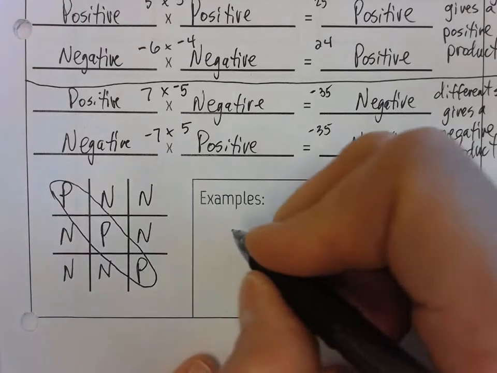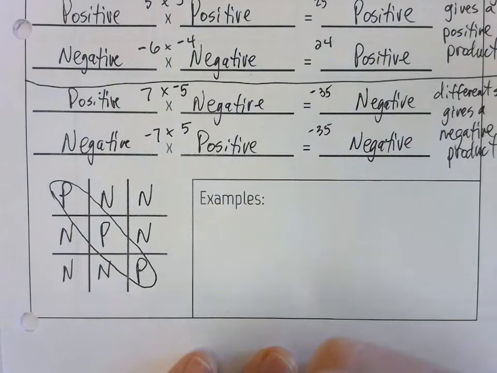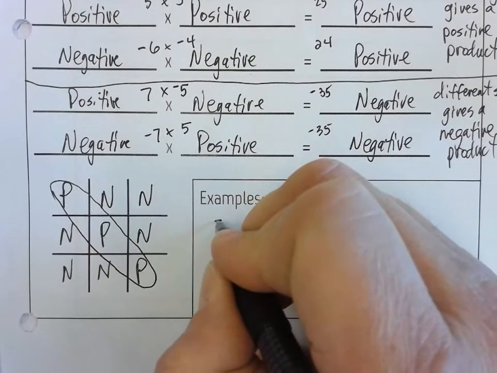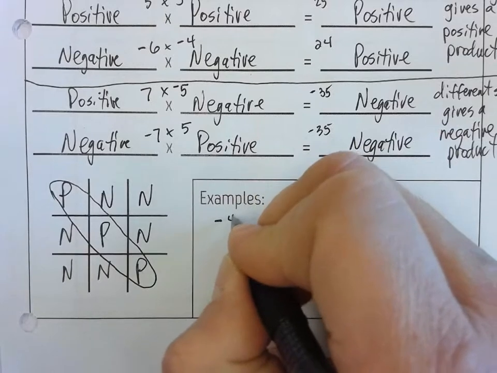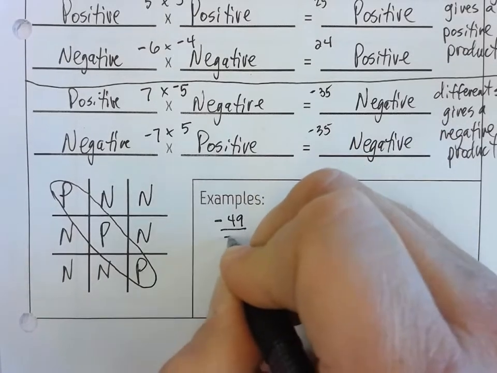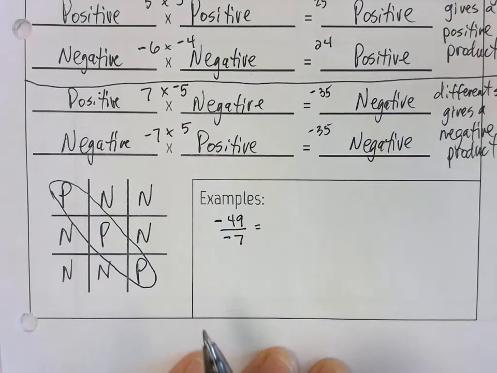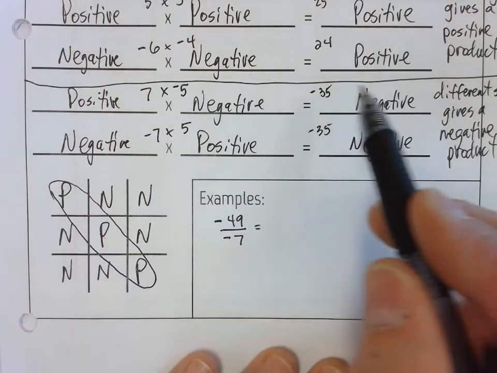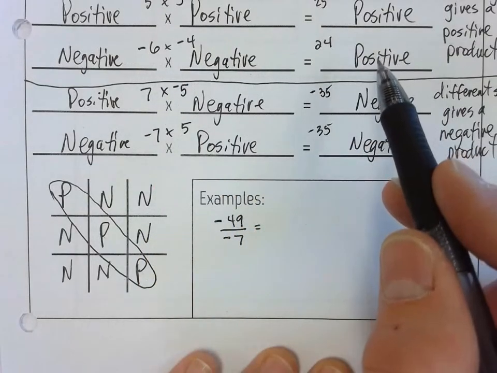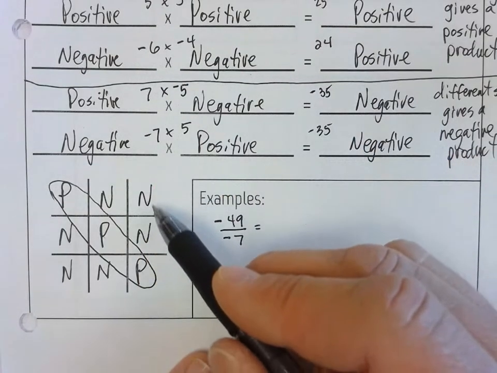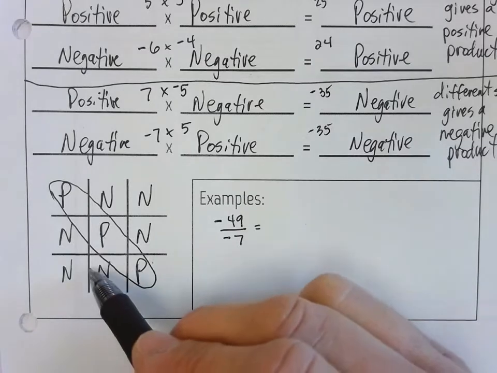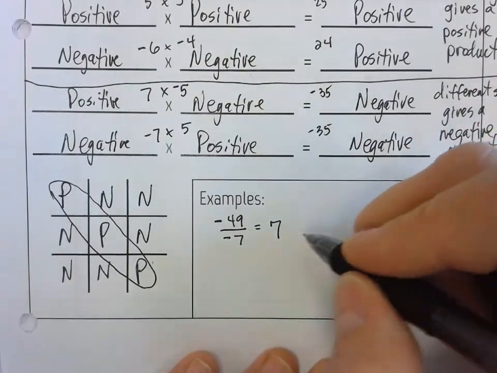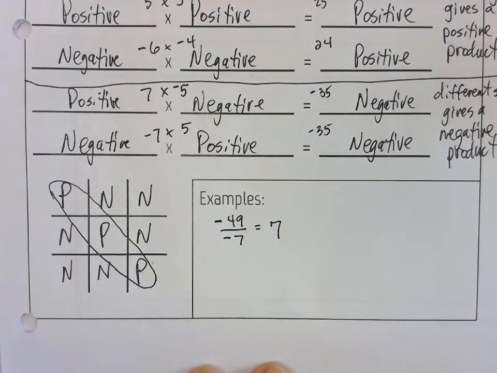Cool stuff. All right, so let's review real fast again before I shut it down for today. Let's do some divide ones. Negative 49 divided by negative 7. So we've got a negative divided by a negative, and that is going to be right here. A negative divided by a negative is going to give you a positive. And of course that quotient would be 7.